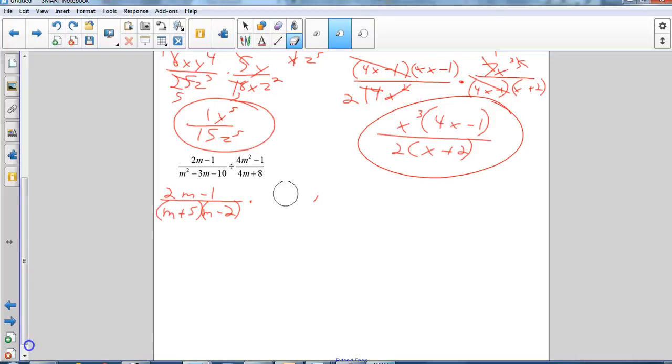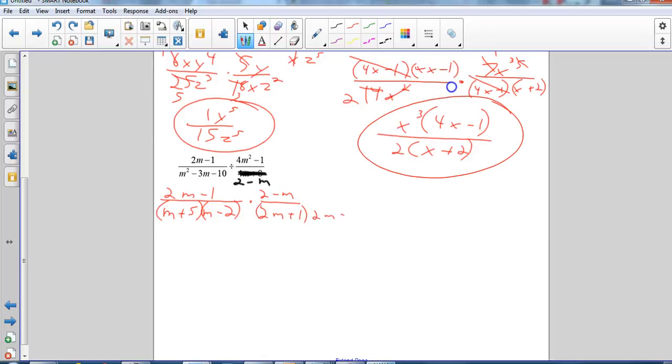Sorry, I just realized this sheet is a little bit different than what you have. What you have is 2 minus m right here. So that is going to move up to the top as 2 minus m. And at the bottom, 2m plus 1, 2m minus 1.